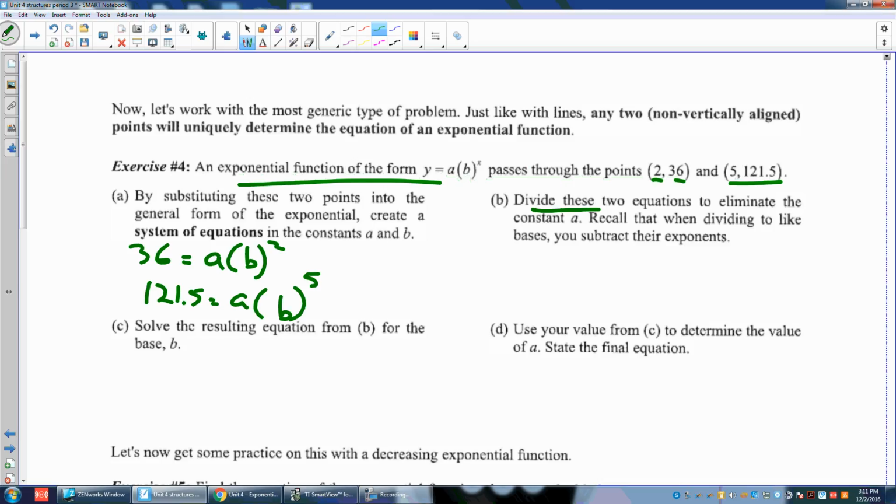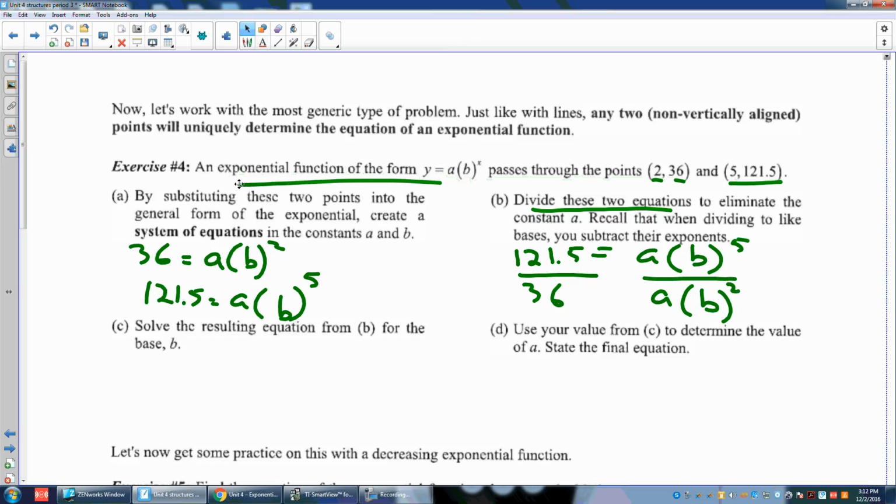So it says divide these two equations. I had to read this several times. Divide one equation by the other equation. Let me see, which one am I going to do? Why don't I do 121.5 equals a b to the 5th divided by a b squared. Now, this might be a little confusing to you. So let's think for a second.